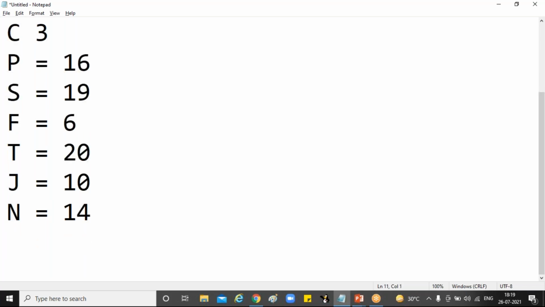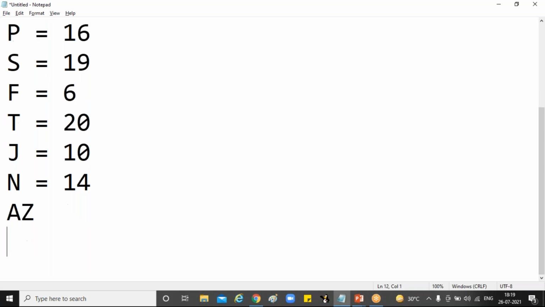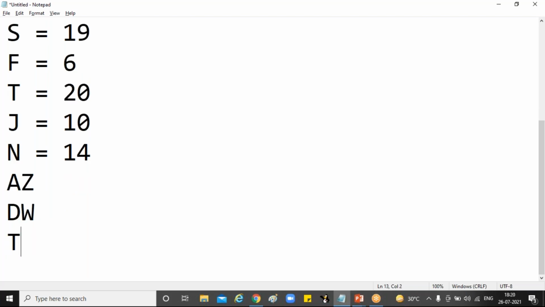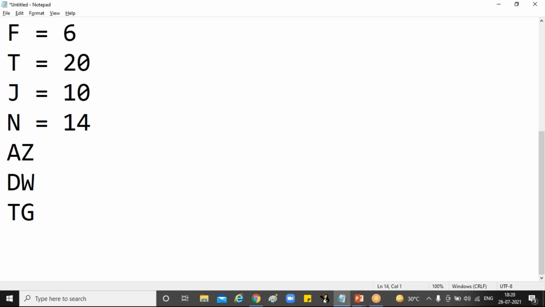Yes, sir. What is the opposite letter for A? The sum should be 27. Z, sir. What about D opposite? W, sir. What about T opposite? G, sir. And moreover, everyone remembered how to remember the numeric numbers of the letters. So the sum should be 27. So T20, G7, 27. So hope all of you understood.